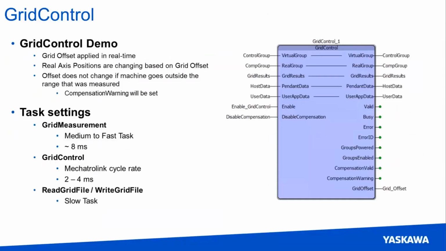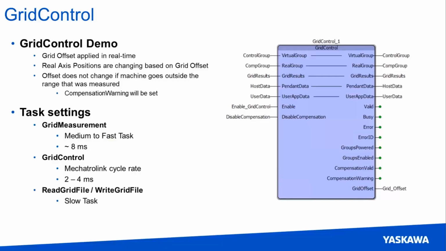In my demo, I just want to kind of show in real time how the positions are correlated, show when the grid offset is not applied, meaning you have a compensation warning and your machine is moved outside of the range you've measured. We'll also see how the virtual position won't change, but the real axis positions will, because the grid offset is always changing if you're moving in X and Y.